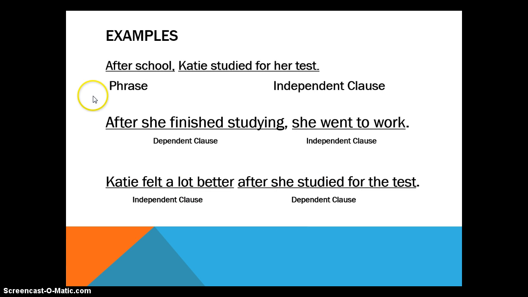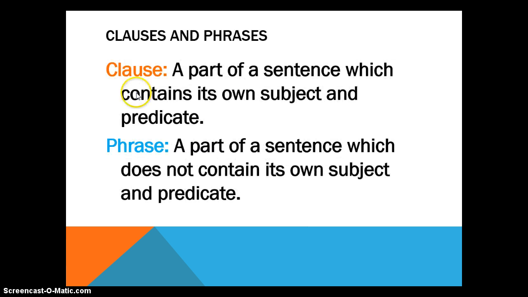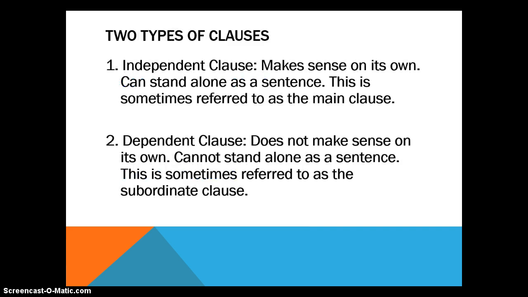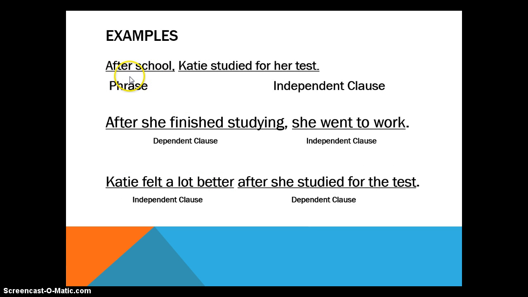So, some examples. The phrase, after school, is a part of a sentence which does not contain its own subject and predicate. After school does not contain a subject, it does not contain a predicate. Katie studied for her test. This is an independent clause because it's a full sentence. It can stand by itself. It makes sense. Katie is the subject. Studied for her test is the predicate. This is a phrase. It does not have a subject or a predicate.